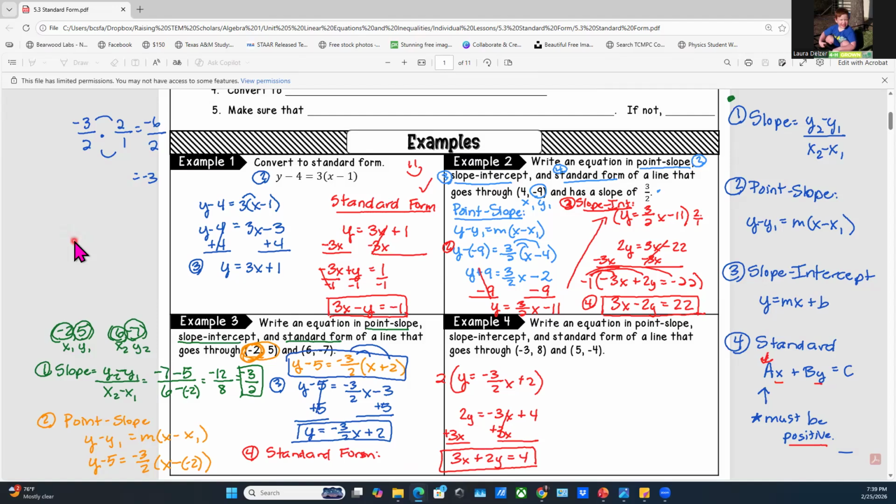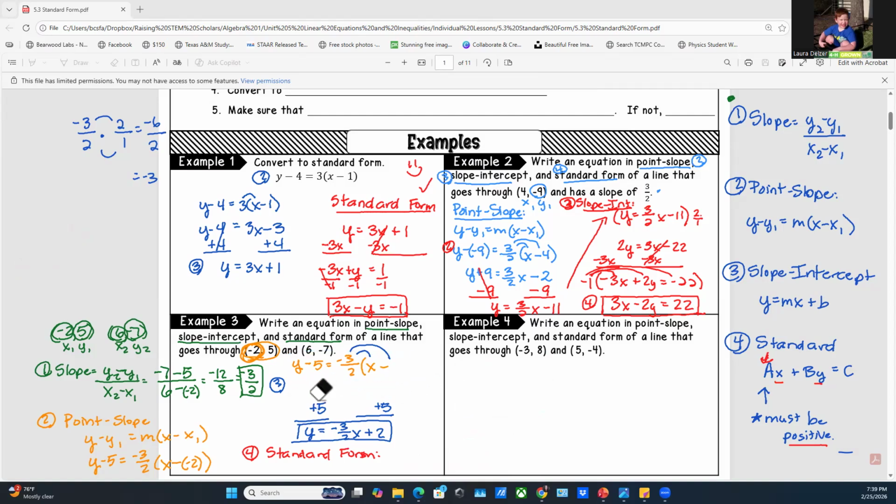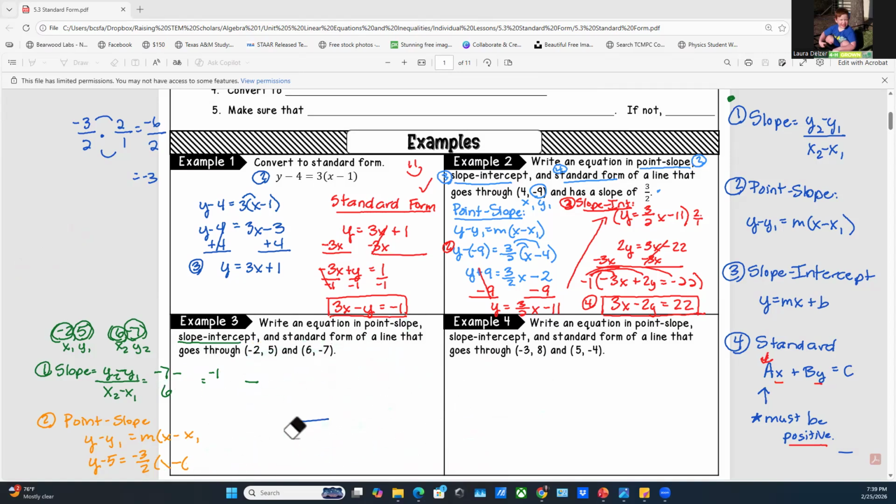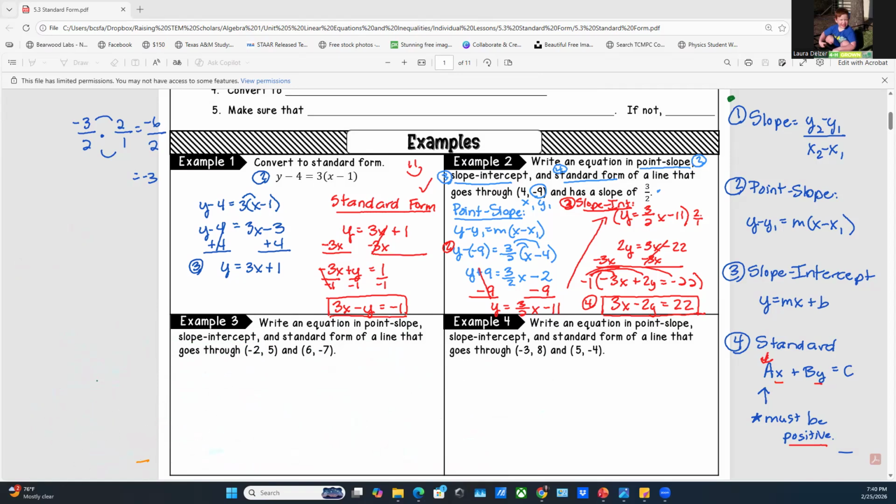You may need to pause this while I go and clean up some of this work. We're going to go on to problem number 4. I'm going to have to probably erase a fair amount of this so I can have enough room. So I'm just going to go ahead and erase all this here. All righty. Let's start at the beginning.